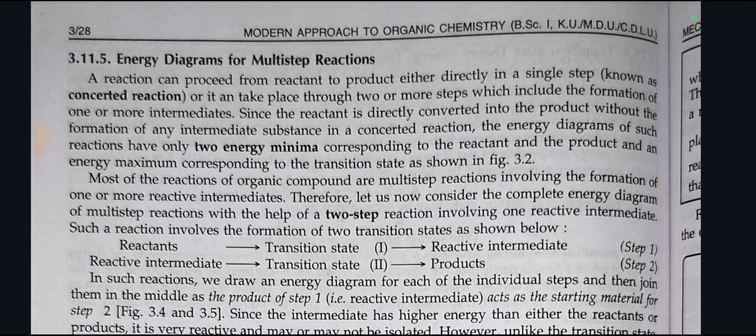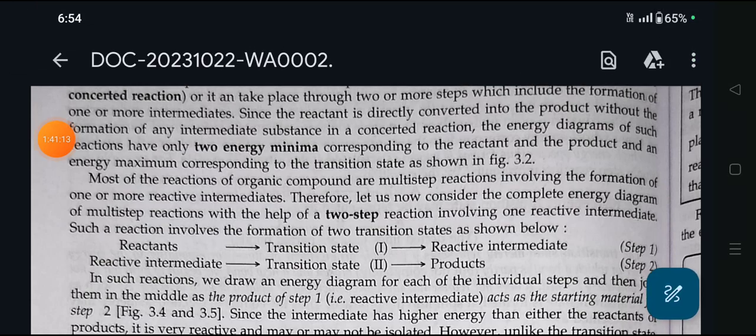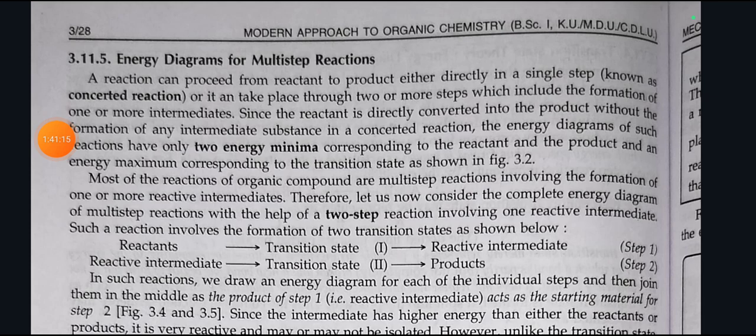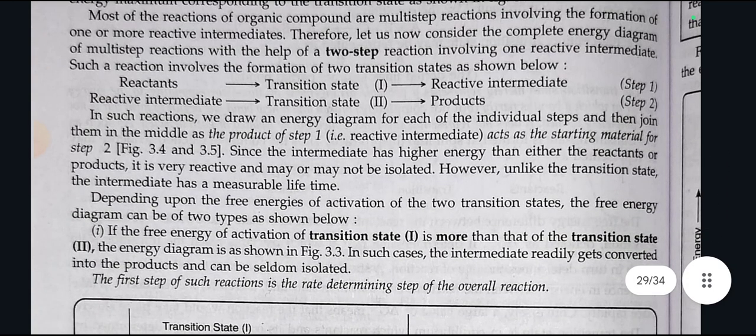Most of the reactions of organic compounds are multi-step reactions involving the formation of one or more reactive intermediates. Therefore, let us now consider the complete energy diagram of multi-step reactions with the help of a two-step reaction involving one reaction intermediate. Reactants give transition state 1, reactive intermediate in step 1, then reactive intermediate, transition state 2, products in step 2.